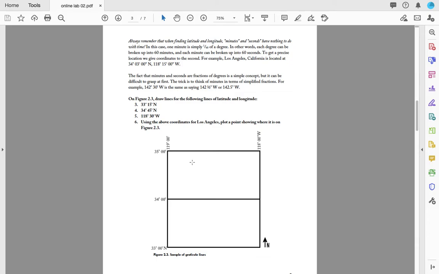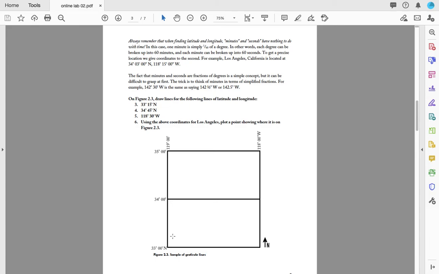So to look at this, we've got this line going horizontally, running from east to west. That's going to be latitude. So this value of 35 degrees here, that's latitude. 34 degrees, another line of latitude, and then 33 degrees, and we see the north right here, so that's latitude. Those are our lines going horizontally. It's got to be latitude.